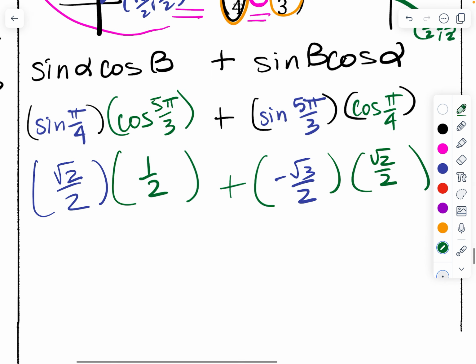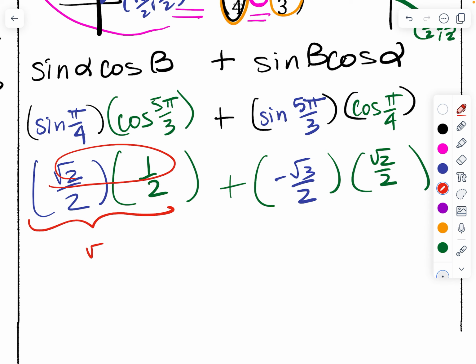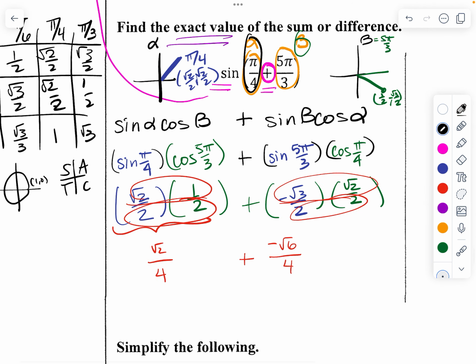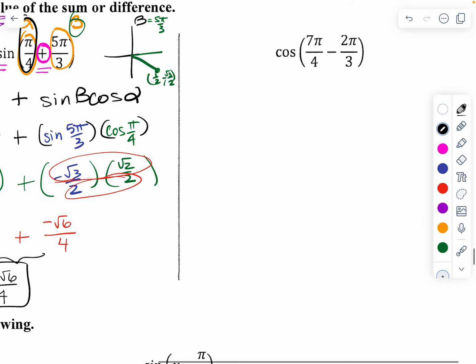And now we're just going to multiply out what we've got, these two. We're going to take root 2 times 1 is root 2 over 2 times 2 is 4. Add, the numerator is multiplied, we get negative root 6 over 4. They both have the same denominator, so we can combine them. So we get root 2 minus root 6. This looks strange to you because you've never seen it before, but you will start to see very similar values, lots of root 2's and root 6's over 4 over and over and over again.